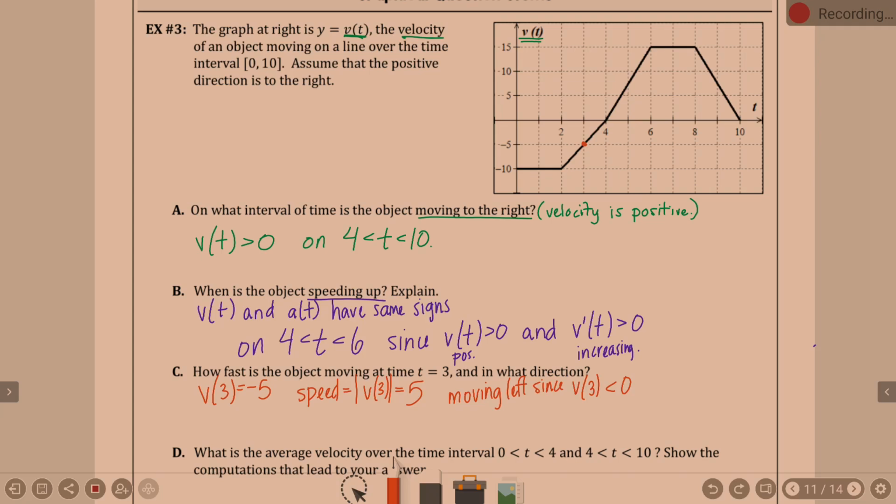Sorry, I have a piece not making sense on mine. So there can't be two answers, right? We need the average velocity between 0 and 4. Yes, we need two average velocities.